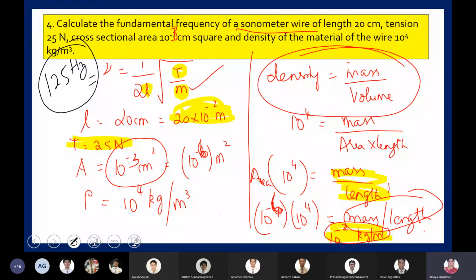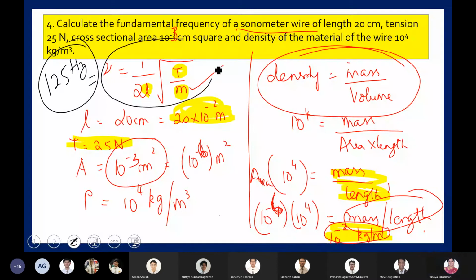So now the question is, you have a string with a length of 20 centimeter. You are applying a force of 25 Newton, which means the string is under a tension of 25 Newton. The thickness of the wire is 10 to the power of minus 3 centimeter square. The density of the material of the wire is 10 to the power of 4 kilogram per meter cube. So you have to find the fundamental frequency of the transverse wave which is passing over the wire. This wire is a stretched wire because it is stretched under tension.